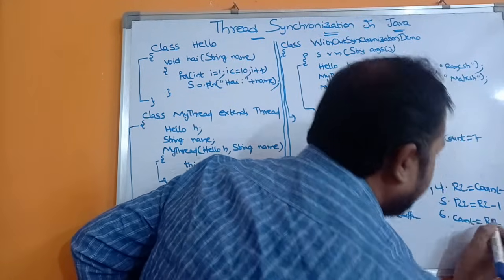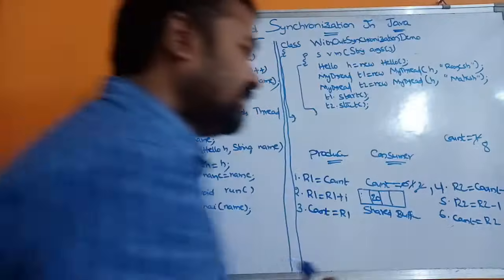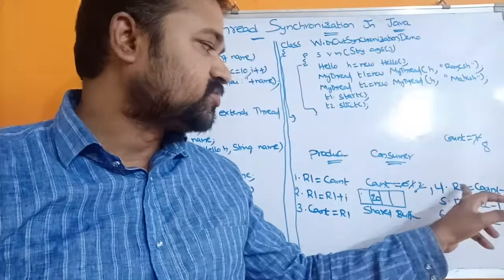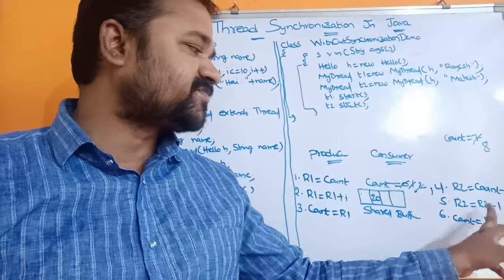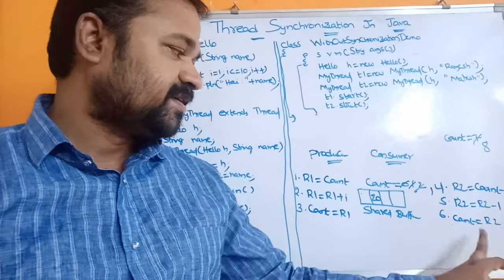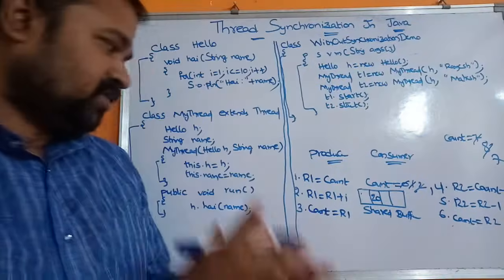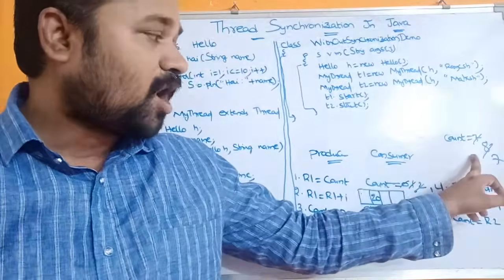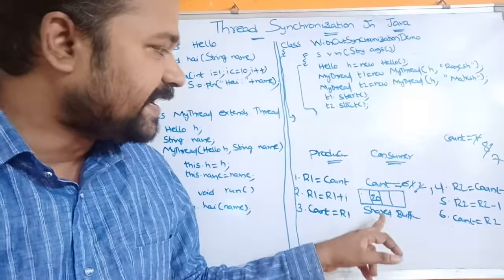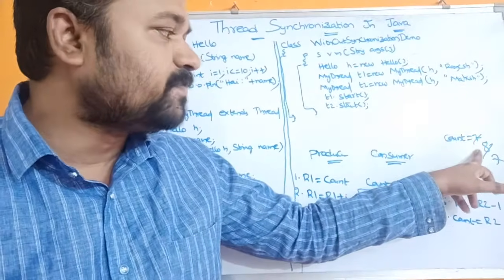Okay. Like previously we have 8 here. So R2 is equal to count. Now what is the R2 value? 8. Next, R2 is equal to R2 minus 1. 8 minus 1 means 7. Next, count is equal to R2. So count will become 7. So if you perform operations like this, initially count value is 7. After the producer process places an item in the buffer, count will become 8.